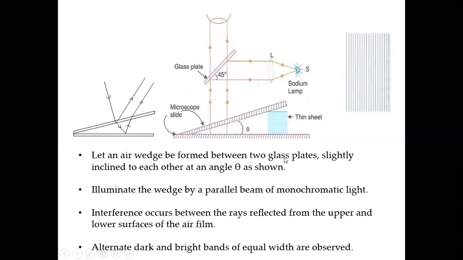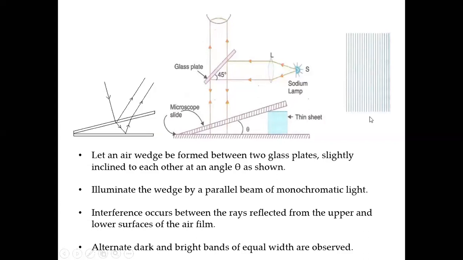alignment. I now mount a thin sheet, which could be a thin sheet of paper or a thin wire between these two plates. One end is clamped and at the other end I have the obstacle, and thereby between the clamped end and that of the obstacle we have an air film that is formed. And this air film, since it is in the shape of a wedge, is referred to as an air wedge.